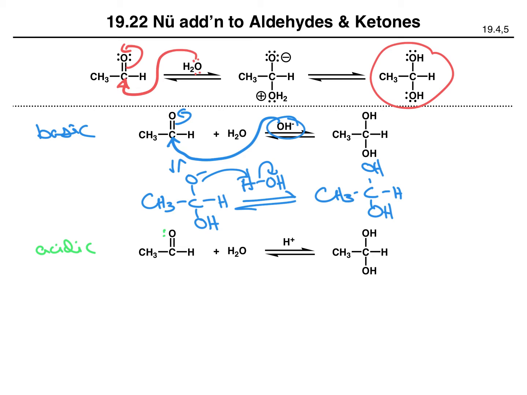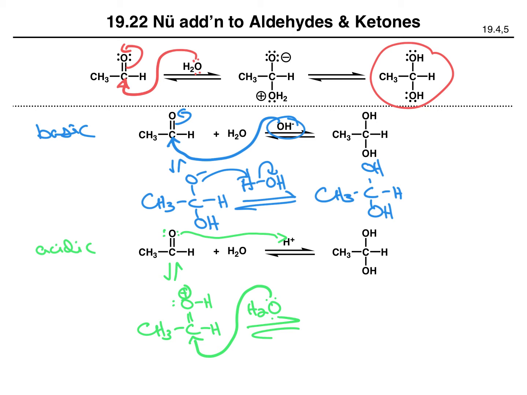Alternatively, the reaction can be done under acidic conditions. So under acidic conditions, the carbonyl oxygen can act as a base and grab a proton. And so that will give us the protonated carbonyl, so that when it's treated with water, this is still not a very good nucleophile, but our electrophile is now much more electrophilic. So water can add here, push these electrons onto the oxygen, and that gives this intermediate.